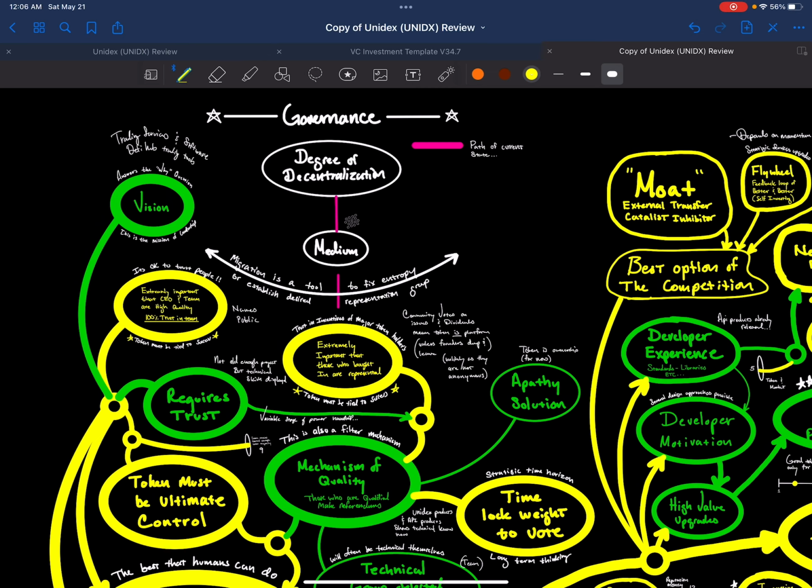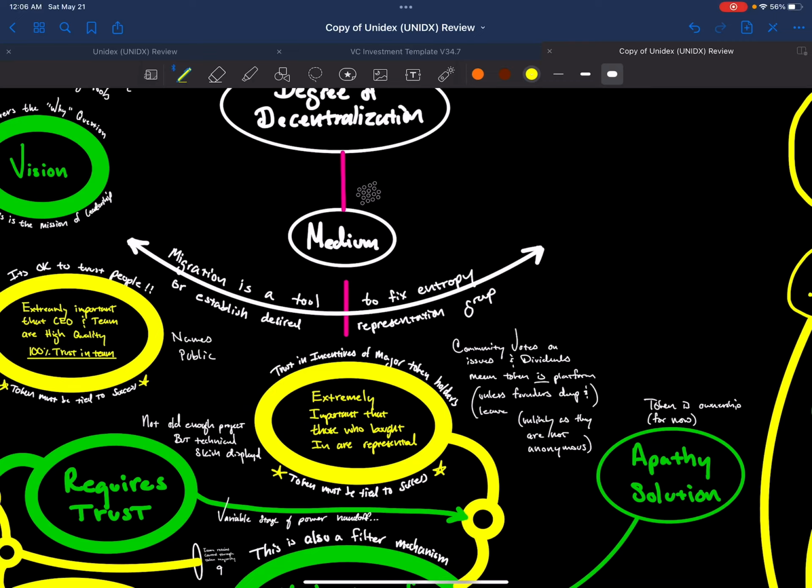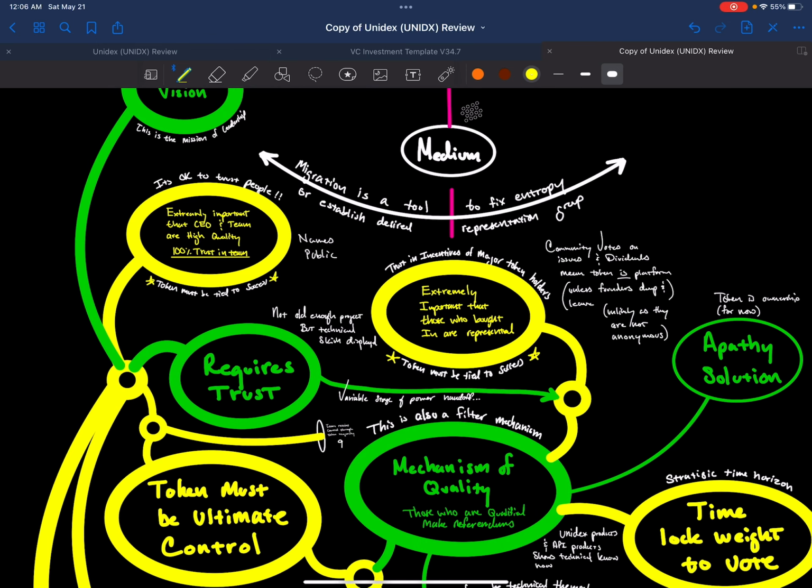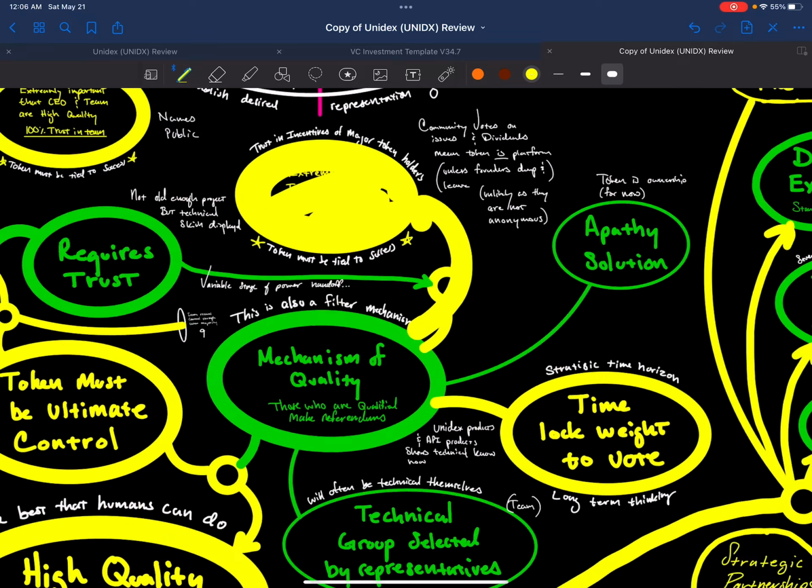However, this project is medium in that sense. It sits on top of Ethereum, Phantom, etc. It's basically an application that sits on top of those things. So it's extremely important that those who bought are represented. I put that as neutral.